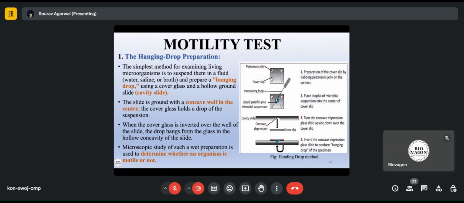Okay. Now we are going to observe this apparatus under the microscope to observe motility. Here we have to take care of one thing. If we add a lot of microbial suspension onto our cover slip, it is going to spread throughout the cavity and attach to the concave depression, and we won't be able to see the motility of our organism. So make sure that you're not going to overload our cover slip with the microbial suspension. Okay.